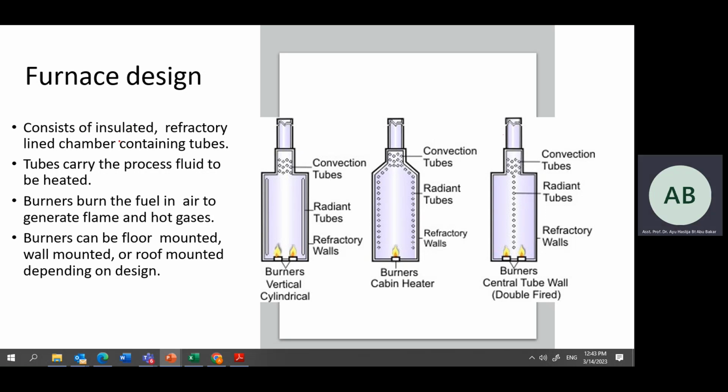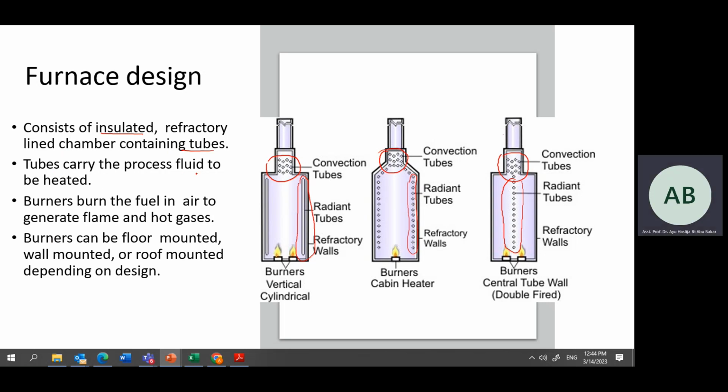Each furnace mainly consists of an insulated refractory-lined chamber containing tubes. There are convection tubes over here, and there are also radiant tubes, whether on the side or in the middle of the furnace. This type is a vertical cylindrical furnace with burners. This one has horizontal radiant tubes, whereas this type has vertical radiant tubes. So the arrangement of the radiant tubes differentiates the types of furnace, but the function is all the same: to combust the fuel.